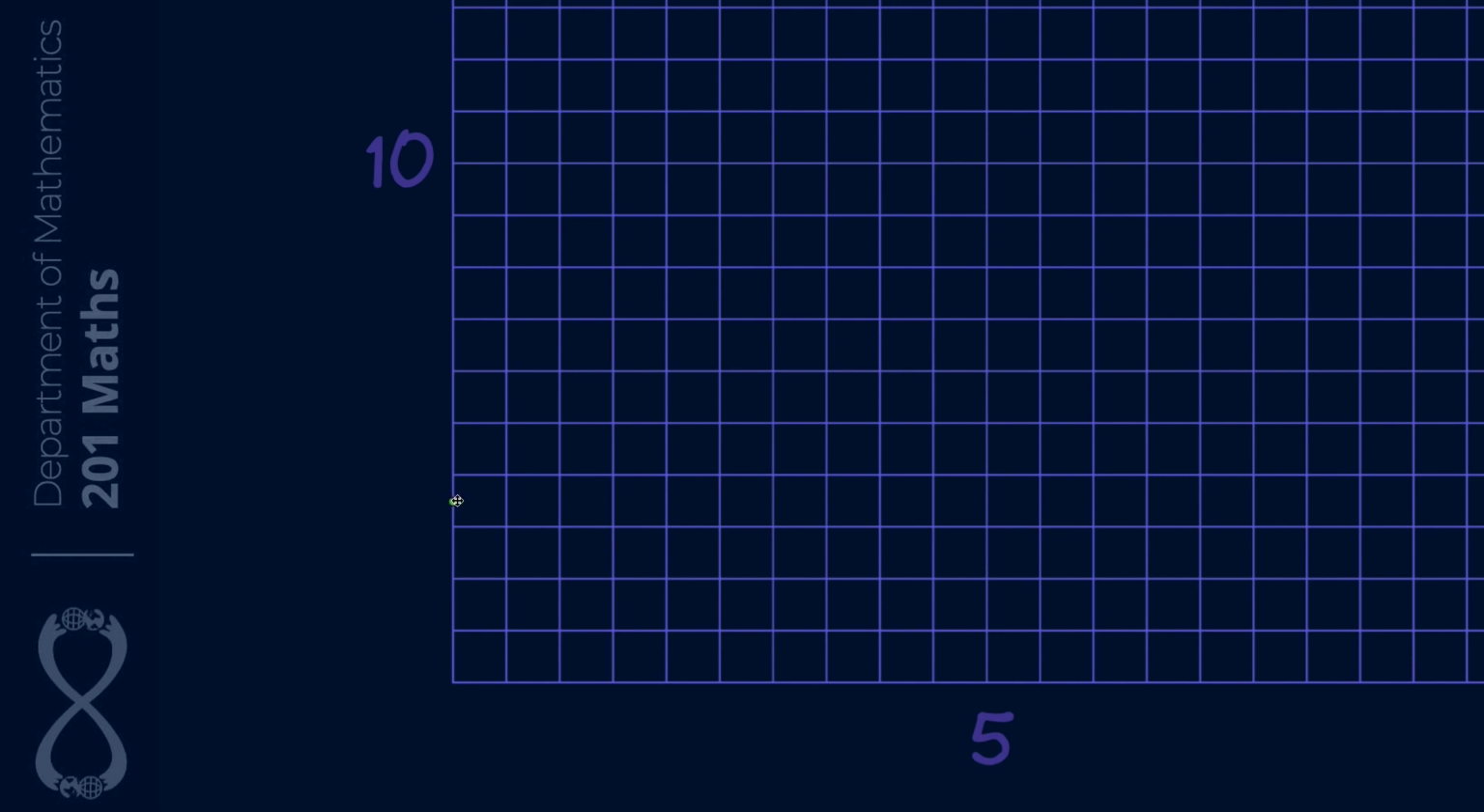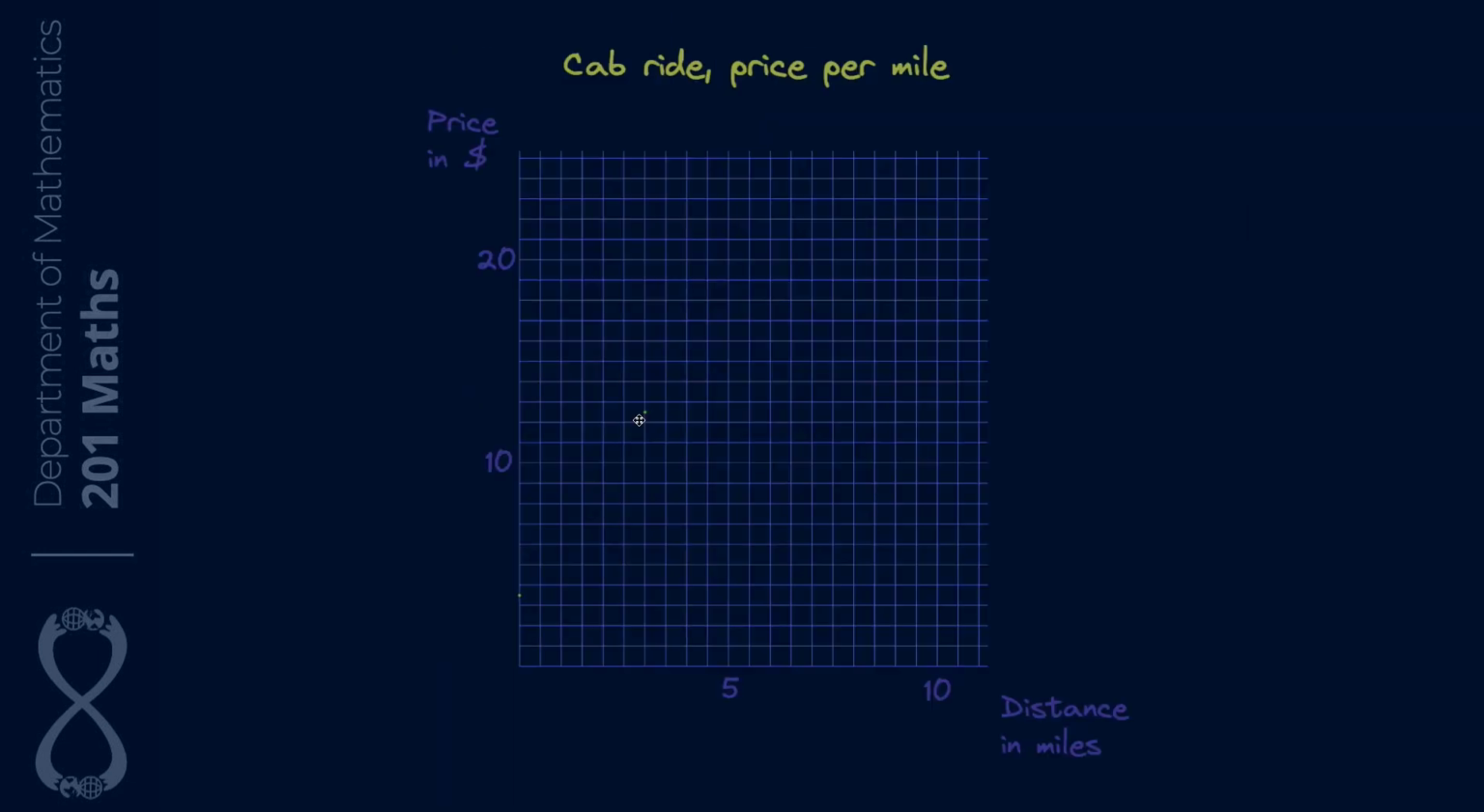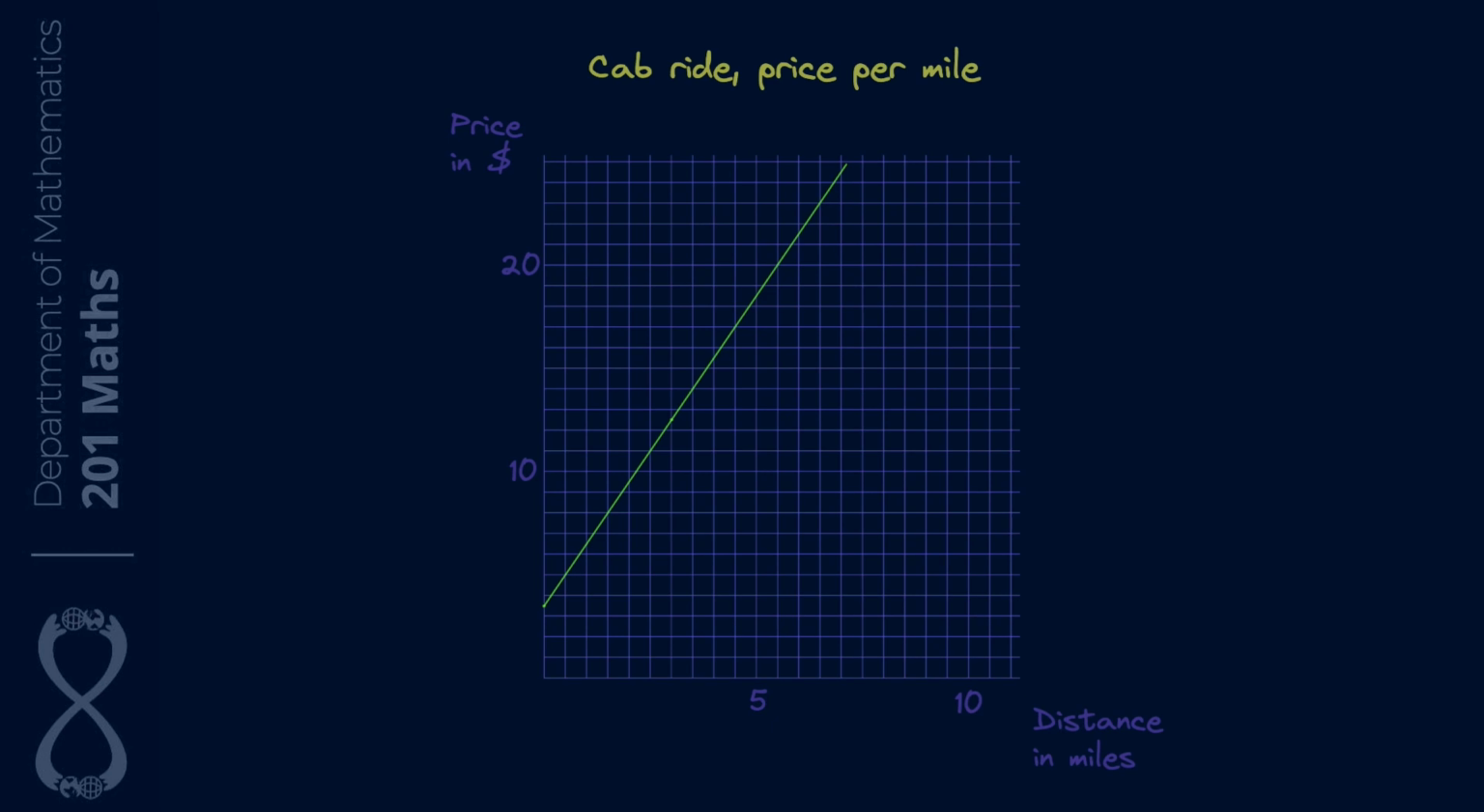Anyway, this is our price for 0 mile, and then we calculated the price for 3 miles, and we know that that price is $12.50. So we put another point here. Now that we have 2 points, we can draw a straight line between them, and it will give us the prices for all the distances traveled. So let's draw that line, and here you go. And let's indicate that it is Sheldon's price.